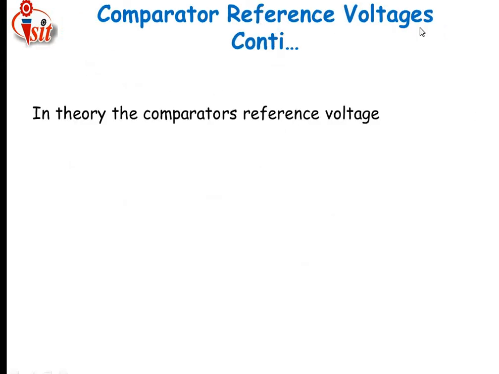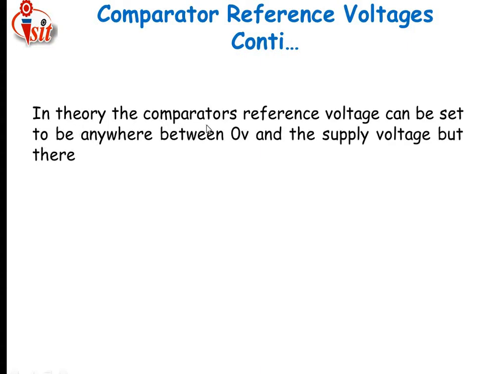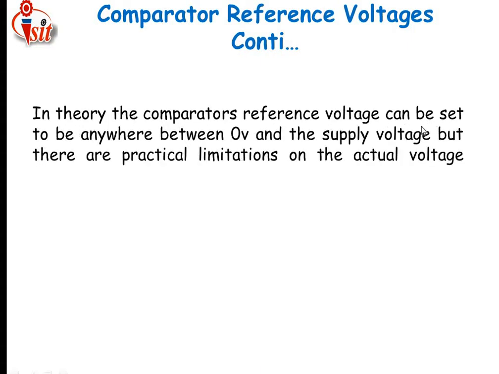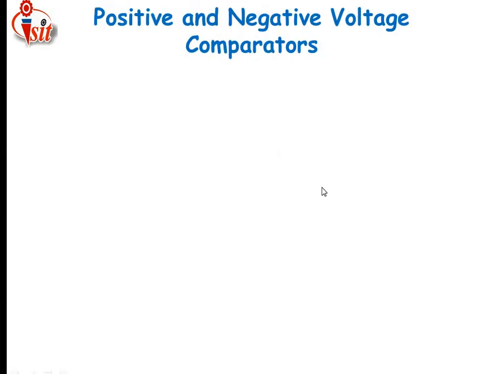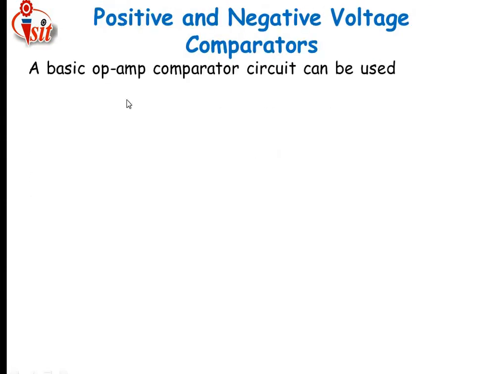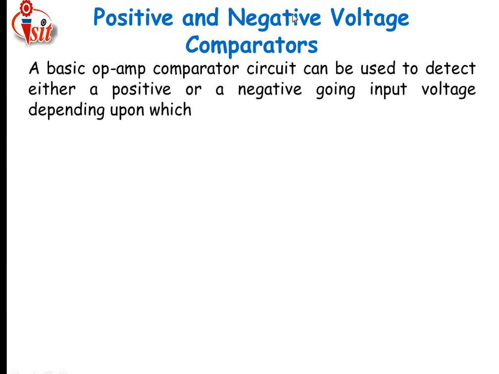Along with that, continuing with the comparator reference voltage, in theory the comparator reference voltage can be set anywhere between 0 volt and the supply voltage, but there are practical limitations on the actual voltage range depending upon the op-amp comparator device being used. Along with that, there are two types of comparator. The first one is a positive and the second one is a negative voltage comparator.